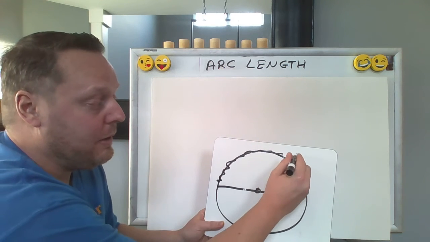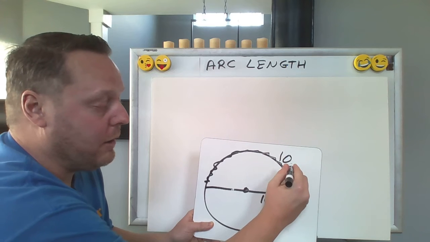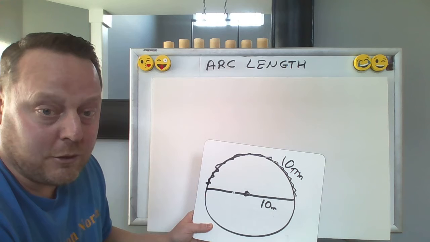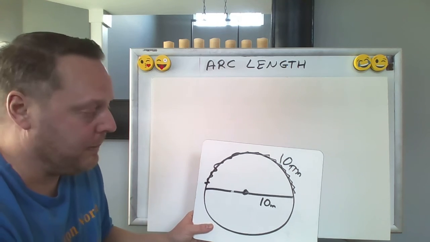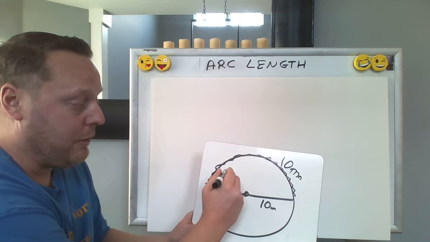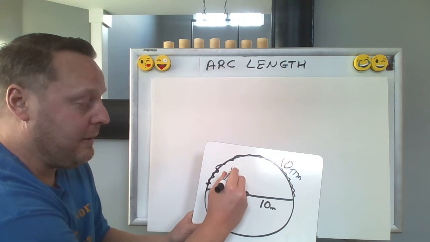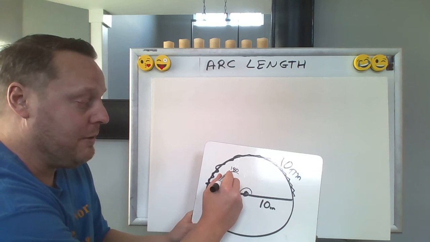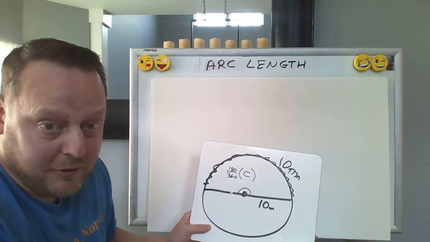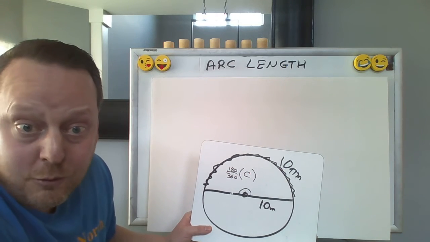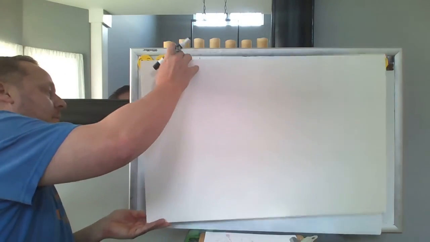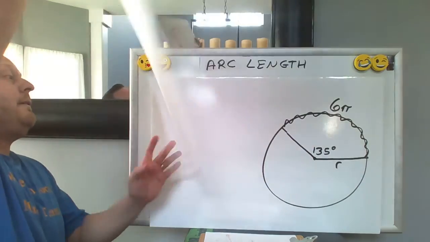So the length of this arc is 10 pi inches, half of the circle, which is a semicircle. Or in short, that central angle is 180 degrees. So it's 180 over 360 of the circumference, and that circumference was 20 pi. We'll do a couple examples and you'll get this thing. So let's take a quick look. We've got a couple prepared for us already.